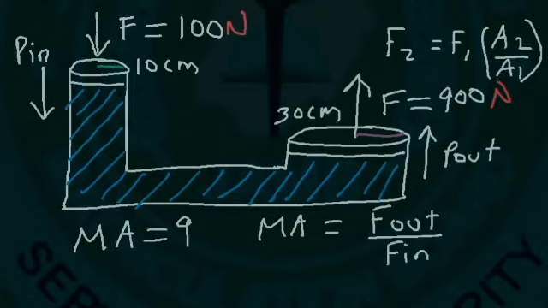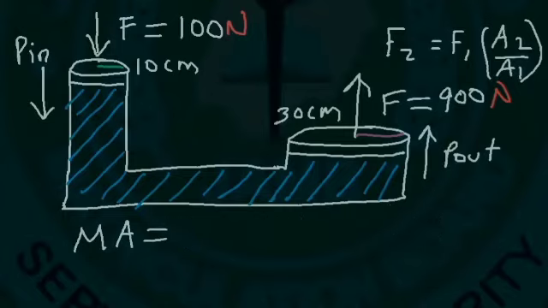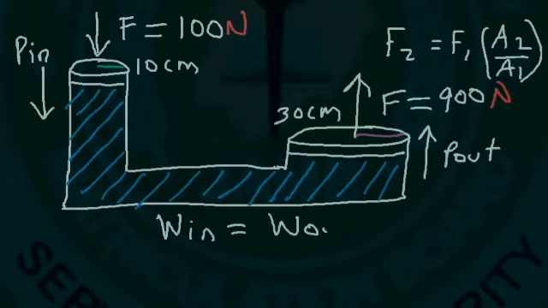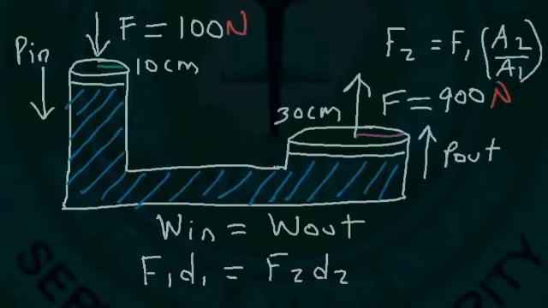Now, even though the force was multiplied by a factor of 9, it wasn't a freebie, so to speak. There was a cost for it. It wasn't free. So what was the cost that we had to pay to increase the force by a factor of 9? It turns out that the input work that you apply to this device is equal to the output work. So F1 times D1 is equal to F2 times D2.